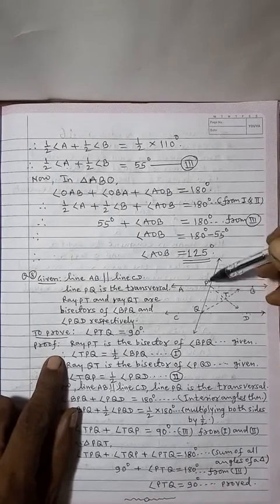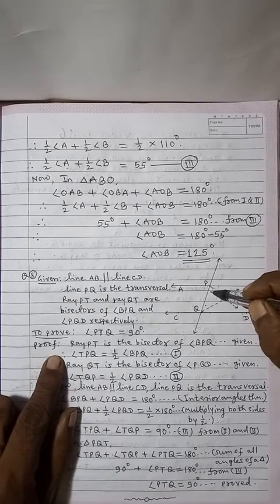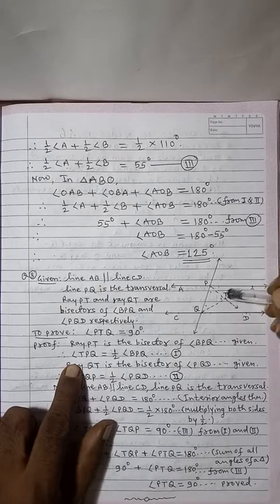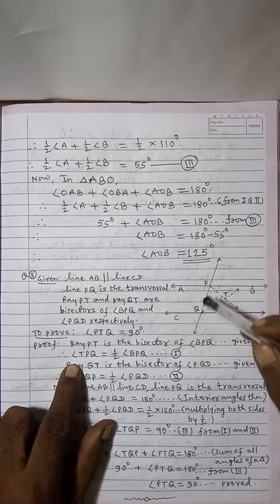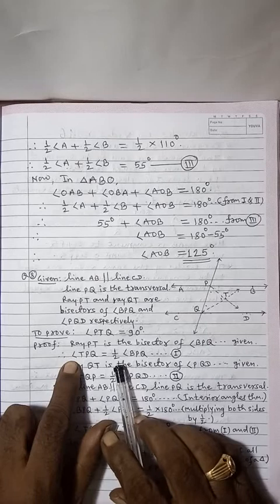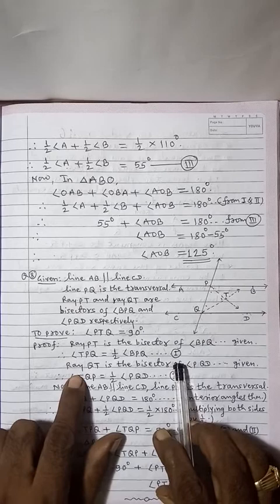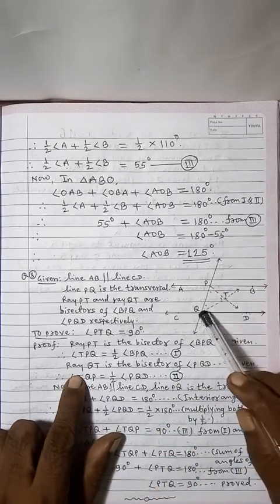Ray PT is the bisector of angle BPQ. So measure of this angle TPQ is equal to half the measure of this angle, that is angle BPQ. So measure of angle TPQ is equal to half the measure of angle BPQ. Result number 1.